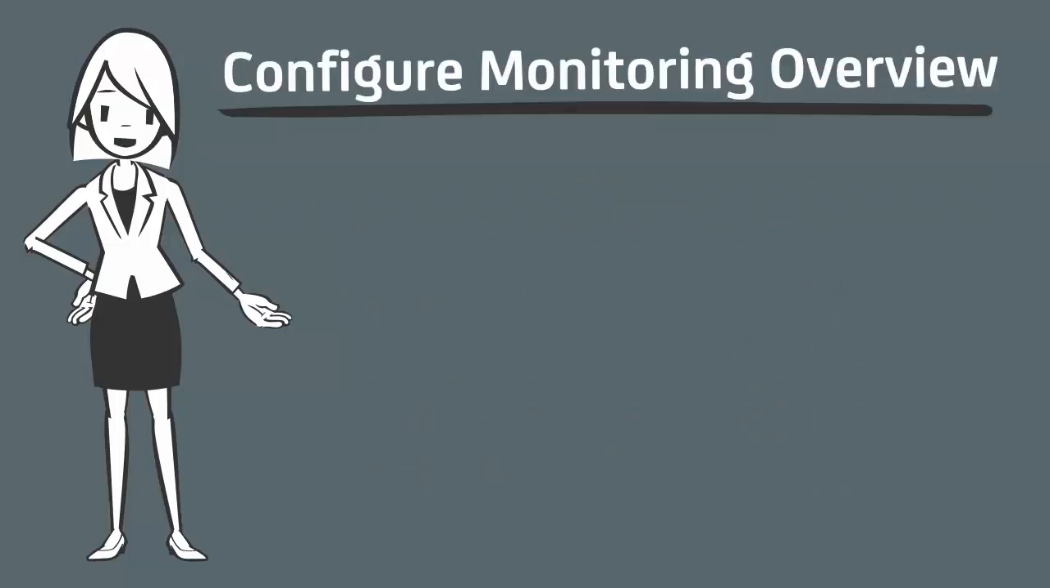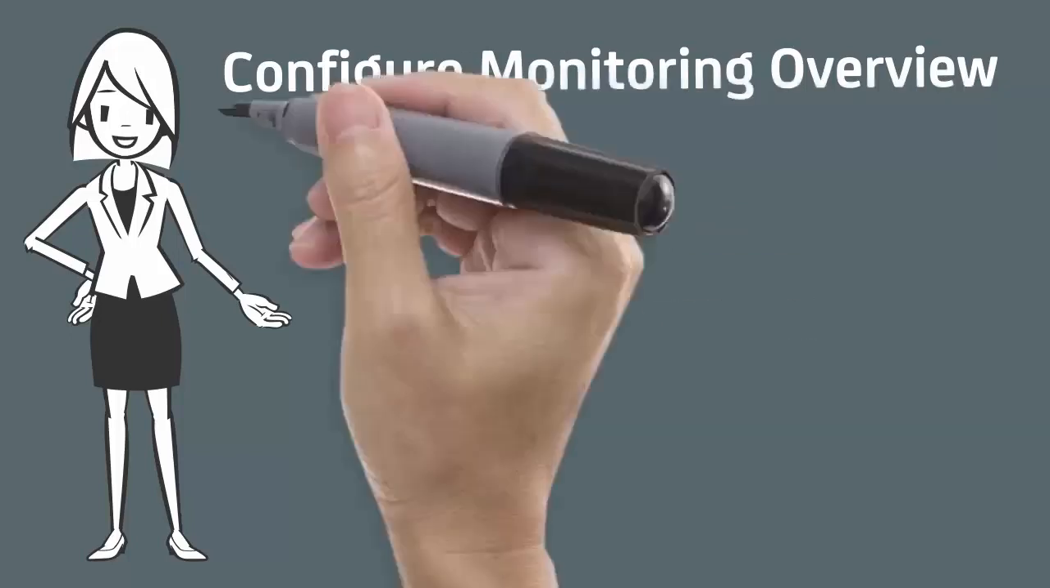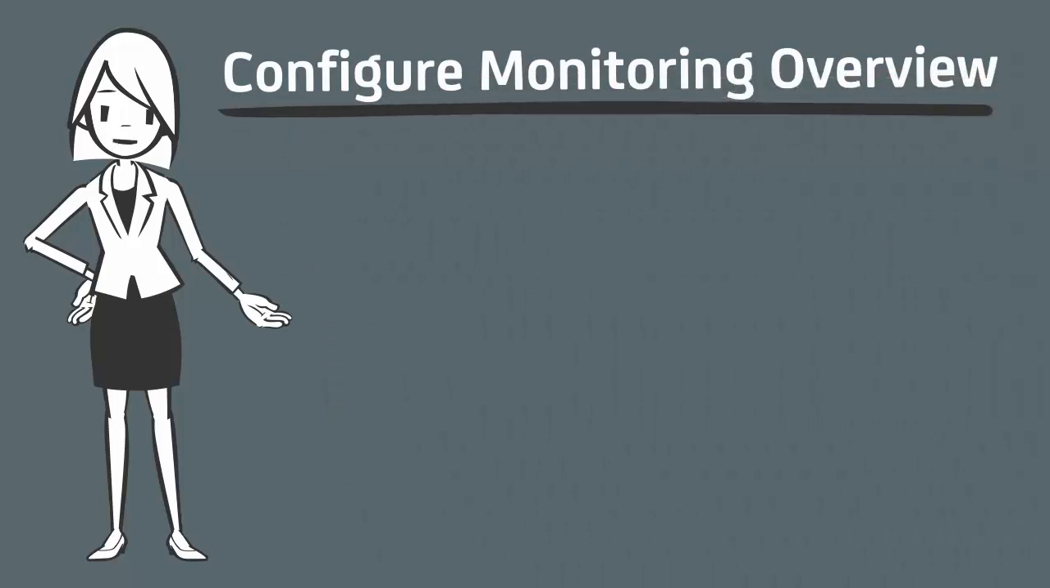A core feature of CA Performance Management is the ability to effectively monitor at very large scale. The product architecture is designed to support up to 4 million monitored items with as few as 8 data collectors. CA Performance Management is designed with the features and flexibility required to handle these diverse monitoring requirements.